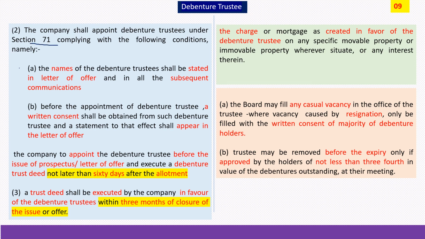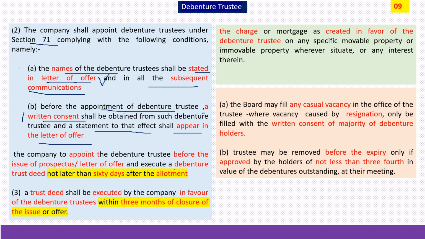It says the name of the debenture trustee has to be stated in the letter of offer which is given to the subscribers before they apply for the debentures. And it should also appear in all subsequent communications because he is the spokesperson. And before indicating his name in the letter of offer, the company has to appoint him and get a written consent. And the fact that he has consented to be named as a trustee has to appear in the letter of offer. Consent and name in the letter of offer.